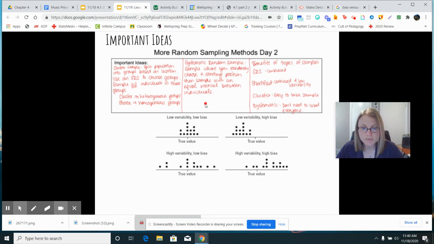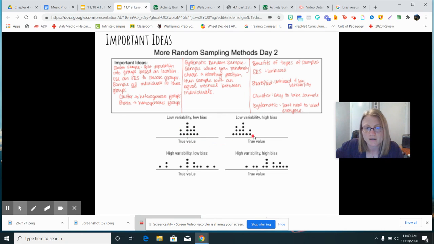In terms of what we want to see in a sampling distribution, or our dot plot that we get after, it's basically something with low variability and low bias. Wherever we think our true value is, for the whole population, we want to be centered over that, and we want to have compact data. We don't want the data all over the place. So this is the ideal picture.